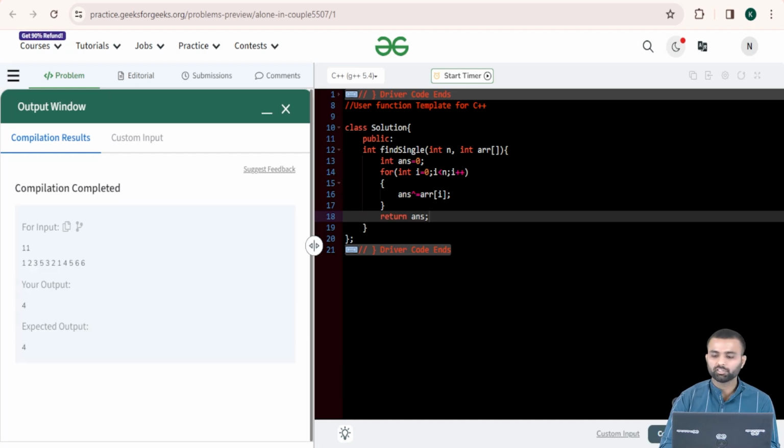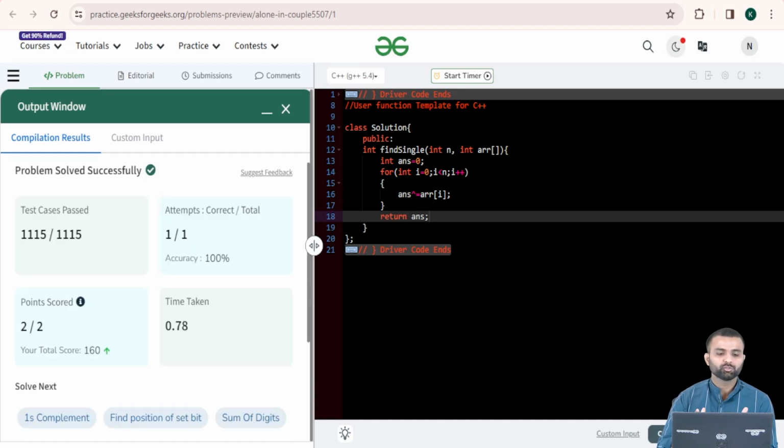Yeah, the compilation is done. Let's submit and check. Yeah, as you see, all the test cases are passed. Hope you understand this question and intuition.